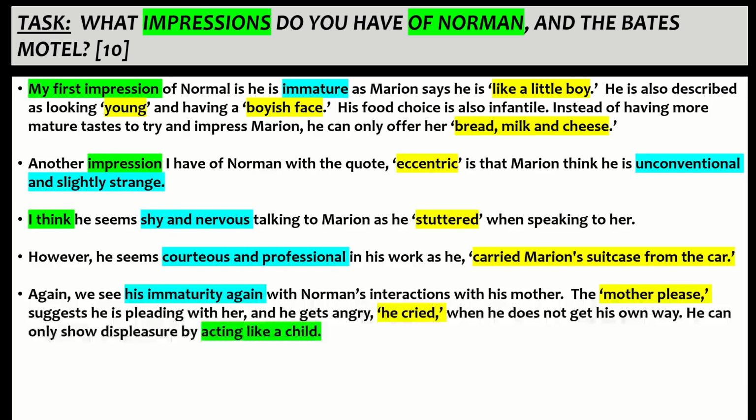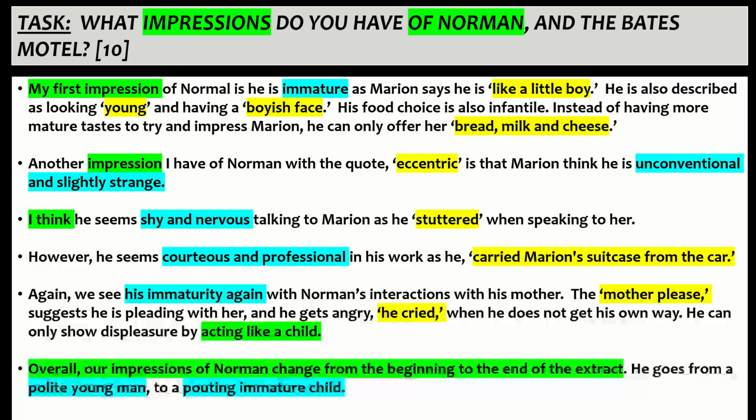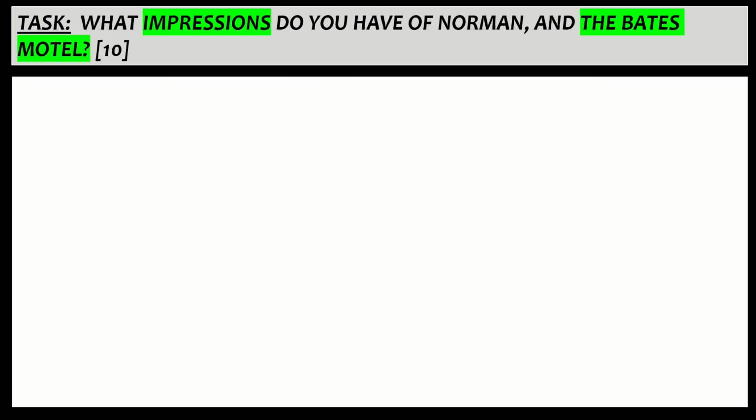Again, we see his immaturity with Norman's interactions with his mum. The mother pleas suggests he's pleading with her, and he gets angry. He cries when he doesn't get his own way. He can only show displeasure by acting like a child. And then I've done that thing where I've maybe talked about a difference in Norman from the start to the end of the extract. So I put overall, our impressions of Norman change from beginning to the end. He goes from a polite young man to a pouting, immature child.